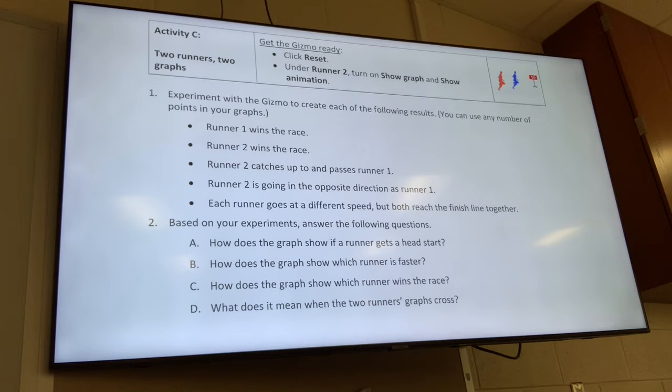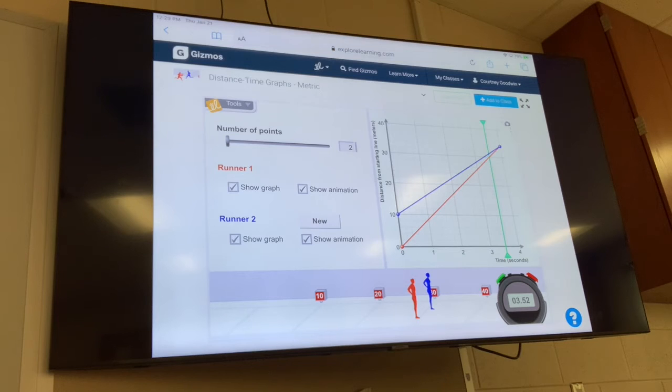So, activity C. Now there's nothing to write down for the first one. They just wanted you to play around and make each of those scenarios happen. So based on your experiments, answer the following questions. How does the graph show if a runner gets a head start? So let's start that.